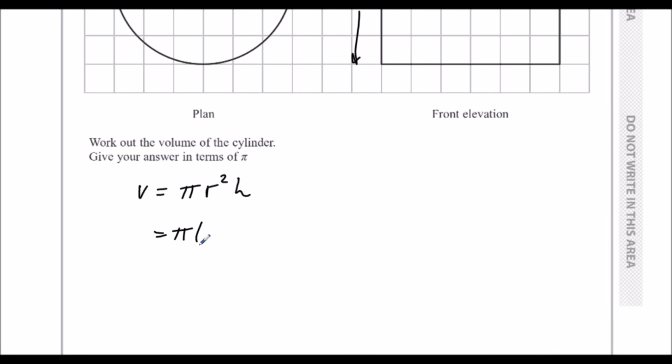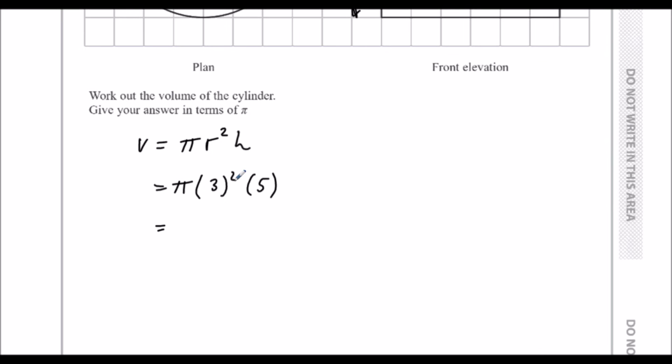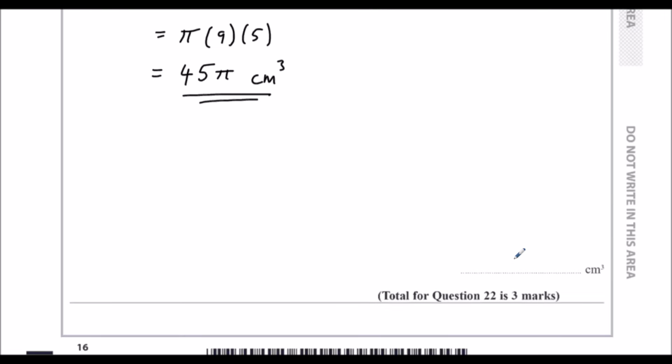So r is 3 and h is 5. So it's pi times 3 squared times 5. 3 squared is 9. So it's pi times 9 times 5. 9 fives are 45. So it's 45 times pi, which is just 45 pi. Its volume, it's centimeters cubed. So 45 pi centimeters cubed.